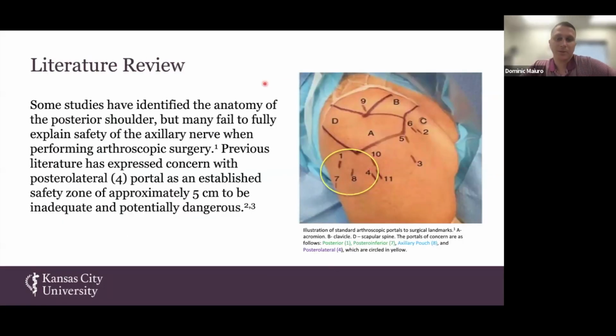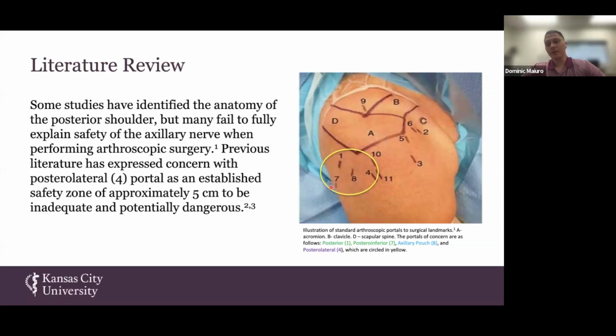So literature review. There's limited studies that really analyze exactly each portal. I went to the American Academy of Orthopedic Surgeons and looked at what they had, and then I used their reference points, and then I found more of my own. But most people refer to this portal here, which is our one, our posterior portal, as very safe. It's often used first to establish access to the joint space.